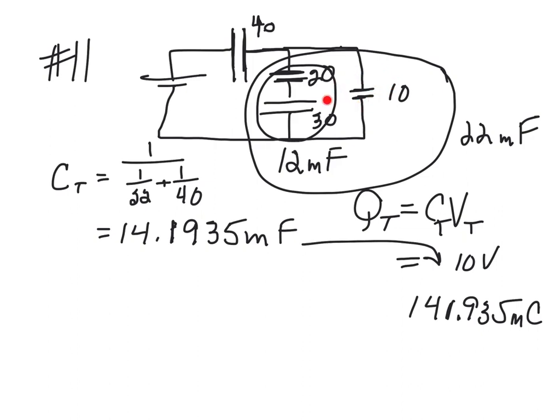So the charge on the 10 and the charge on either the 20 or the 30 have to add to 142. Notice I'm preparing myself ahead of time, so I kind of know when I do the calculations if I'm getting the right answers. So let's find the voltage here, because in order to do this, we need to know the voltage here. So we know the charge, and we know the capacitance. Find the voltage on number 4.